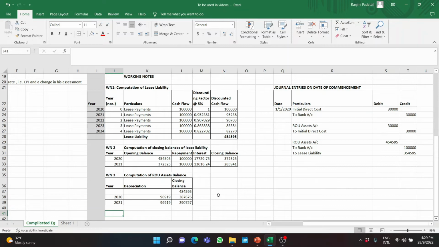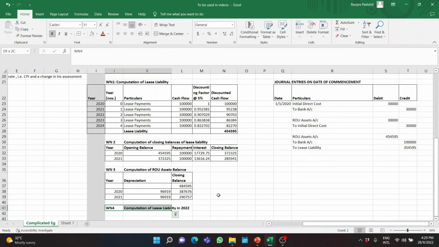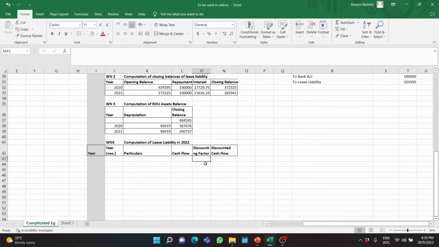In 2022, we need to reassess the lease liability. So that is what our working note 4 is going to be, computation of lease liability in 2022. Here we see that there is a change in lease payment component as well as lease term. So which discounting rate factor will you consider? The original one or will you consider the new one?